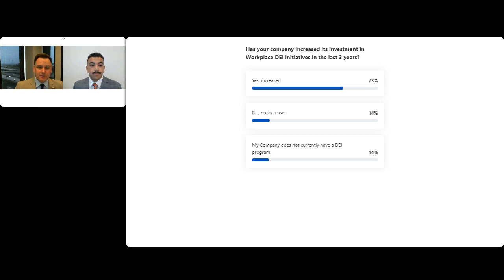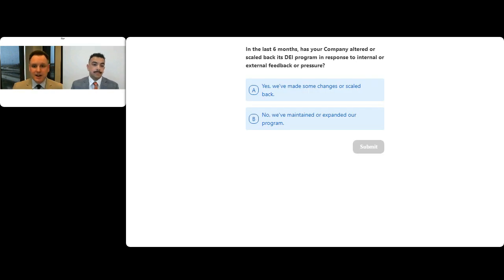Here's maybe the more interesting question relevant to the presentation that Mike and I are talking about now. Within the last 6 months, in this window where we were looking at the Stop Woke Act and other laws like it, has your company altered or scaled back its DEI programs in response to either internal or external feedback or pressure? I can tell you anecdotally, I certainly have had conversations with some of my clients about, hey, is there something that we should be doing differently? Are there components of our training that we need to modify? Are there things that we need to be mindful of so we're not putting an unnecessary target on our back?